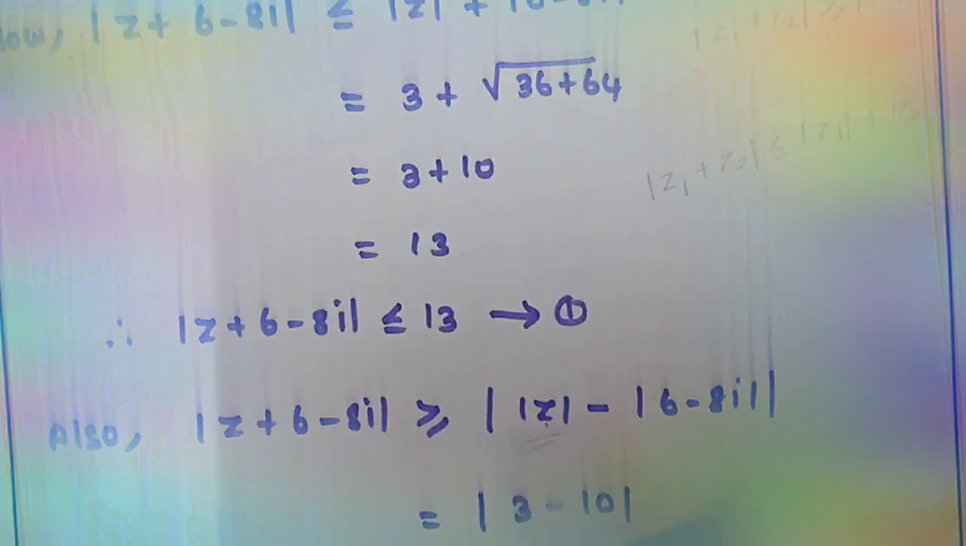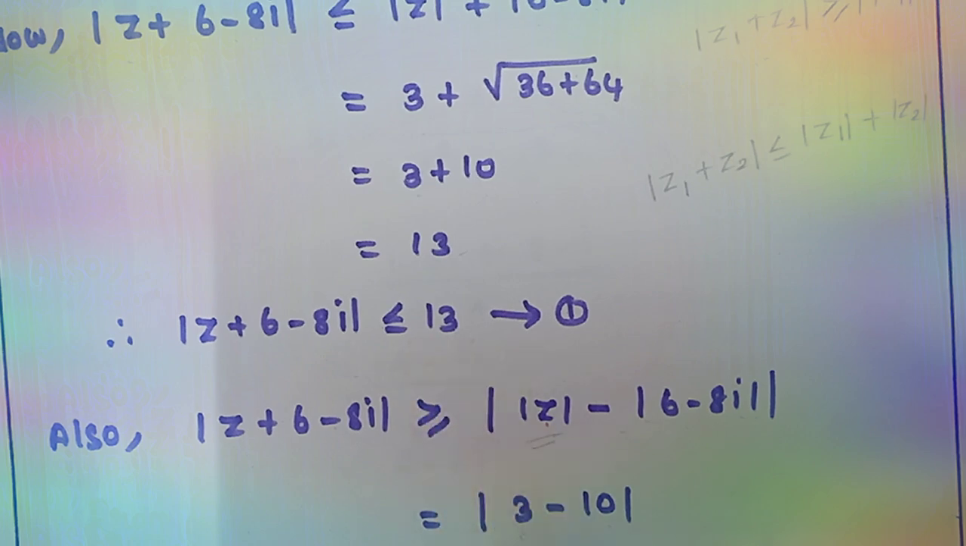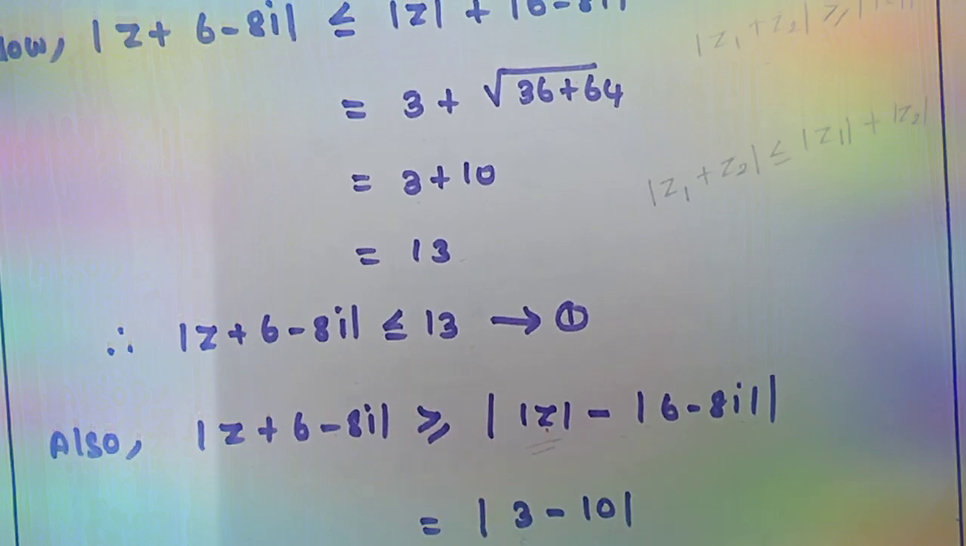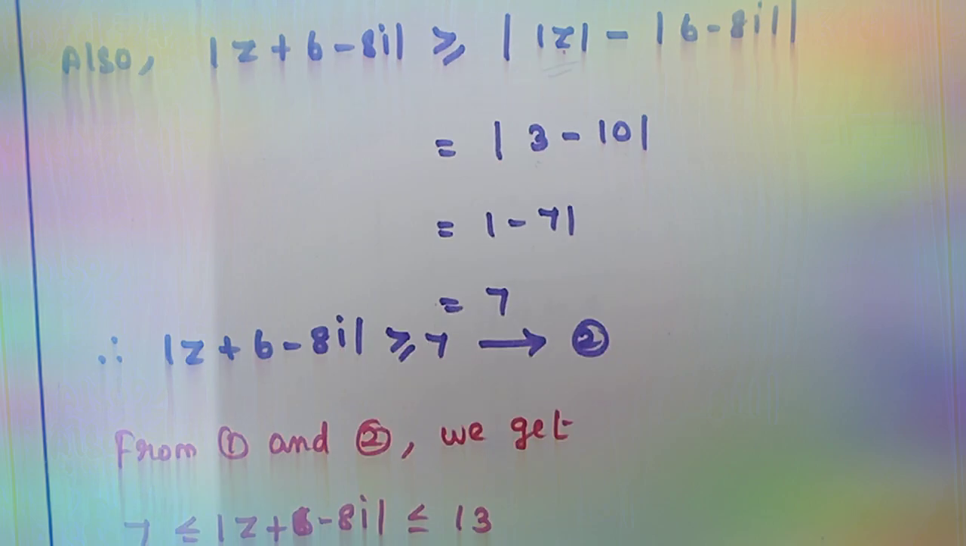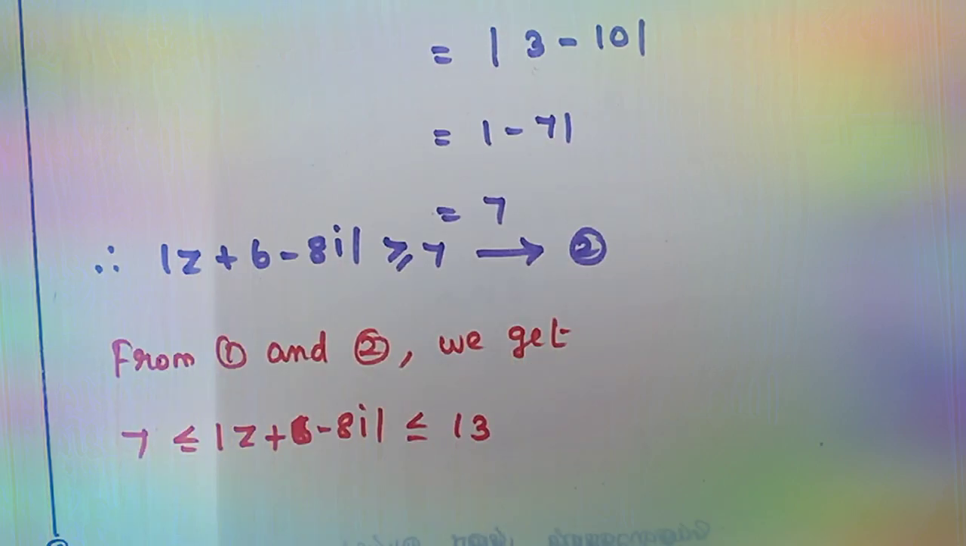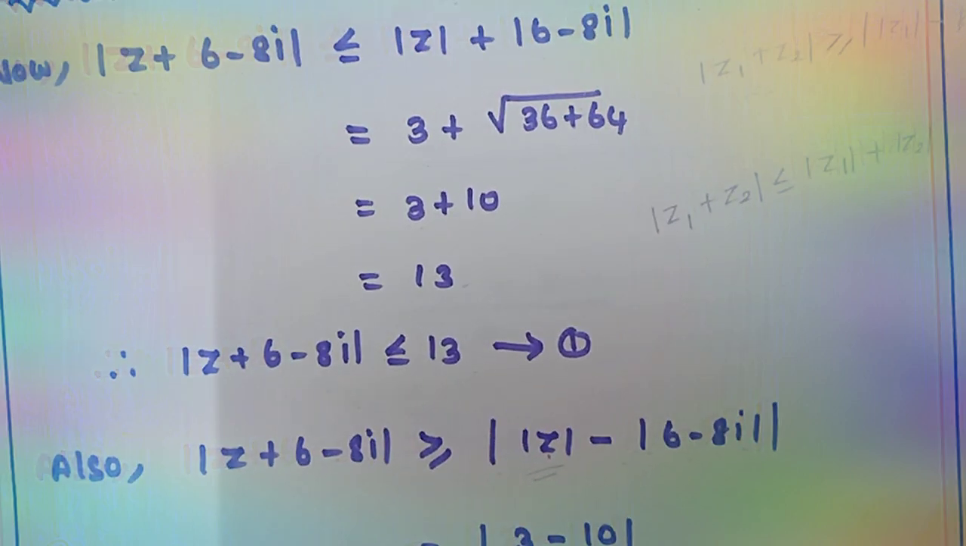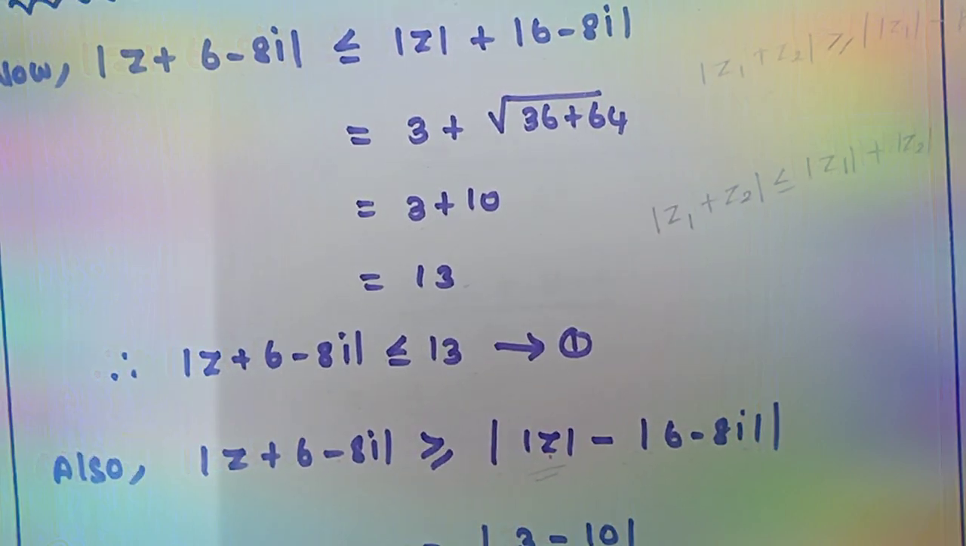From 1 and 2, this value is less than or equal to 13 and this value is greater than or equal to 7, so we get the answer: 7 is less than or equal to modulus of z plus 6 minus 8i, which is less than or equal to 13. Hence the result. Okay, I think you clearly understood this concept, and we will see the next problems in the next class.